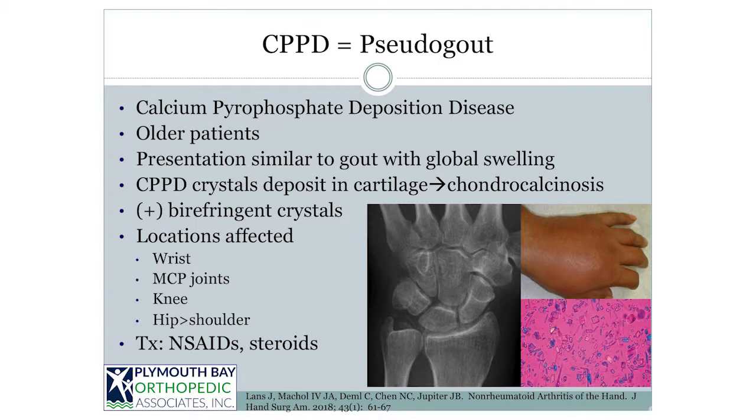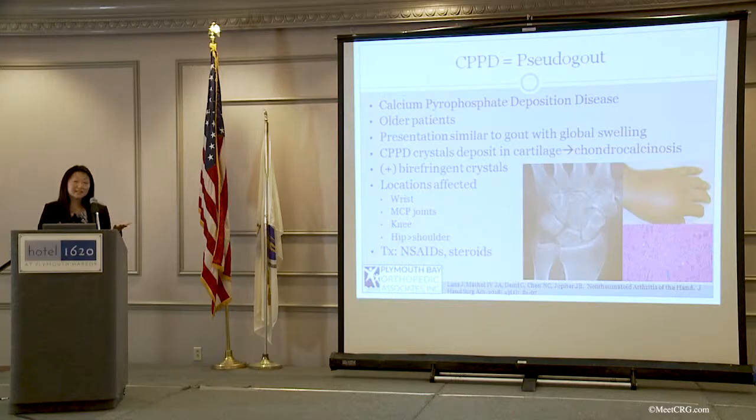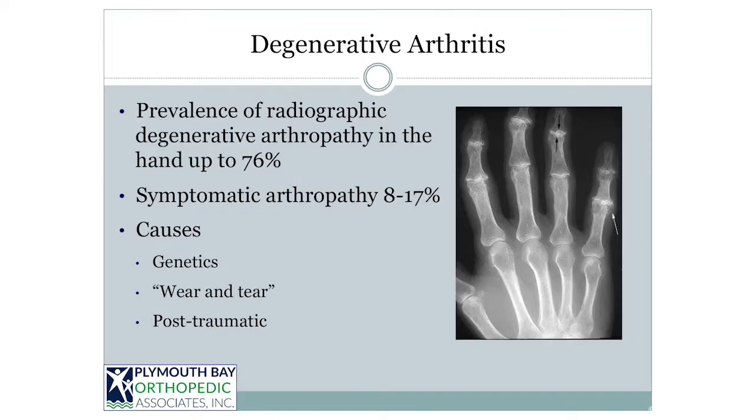Whenever I see that, I usually just assume that the patient, because of the chondrocalcinosis, has pseudogout. The places that can be affected, of course, are the hand or the wrist, those MCP joints, and then you can also see it in the knee, hip, and shoulder. But the treatment for this is really limited to anti-inflammatories and steroids. So I'm going to move on to degenerative arthritis.